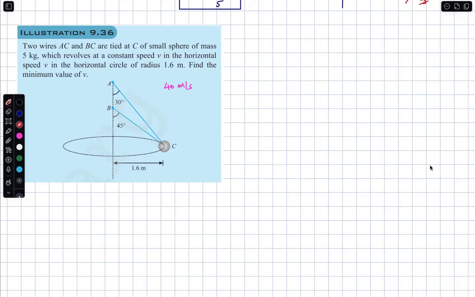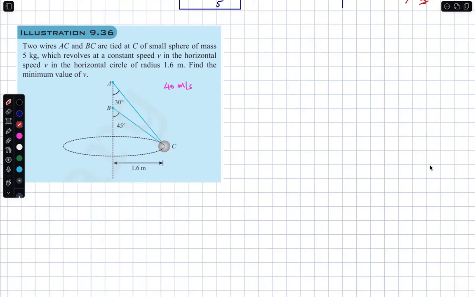Two wires, AC and DC, are tied at C to a small sphere of mass m = 5 kg, which revolves at a constant speed v in a horizontal circle whose radius is 1.6 meter. Find the minimum value of v.